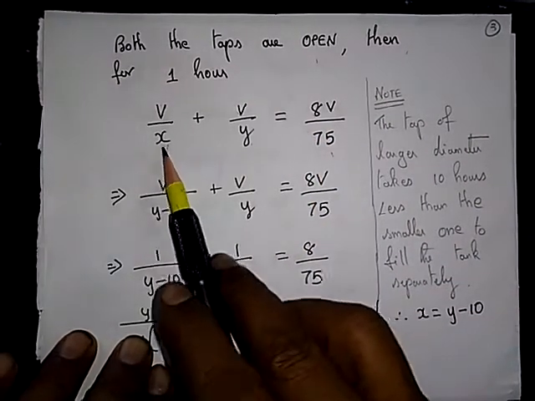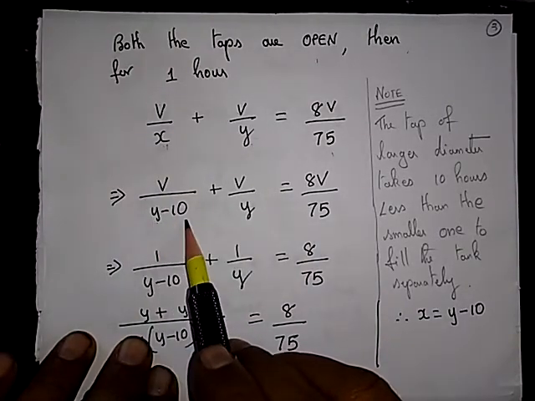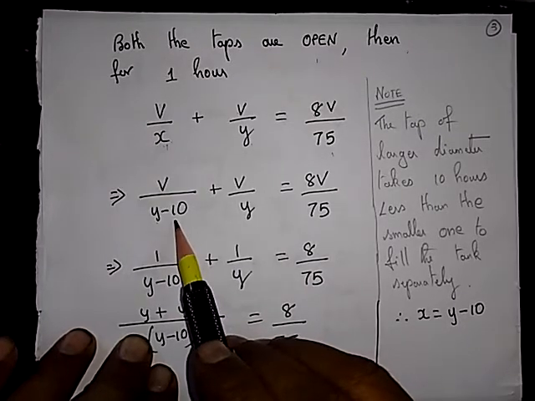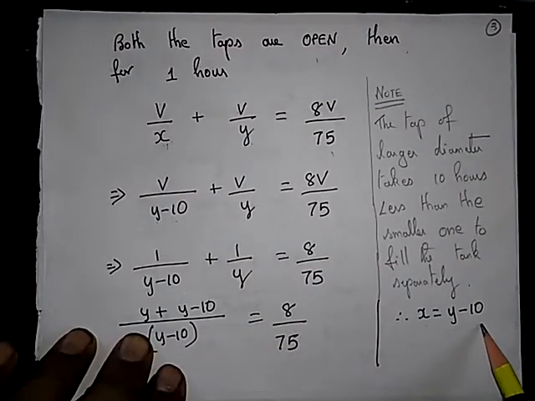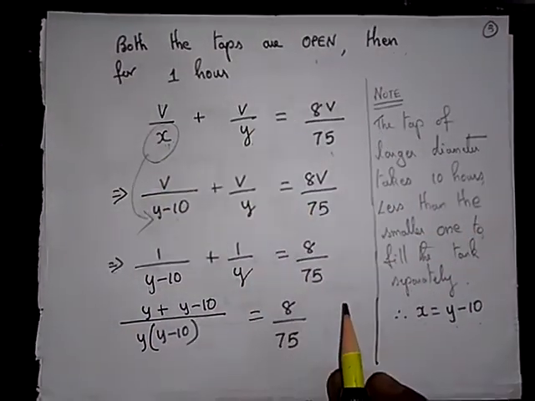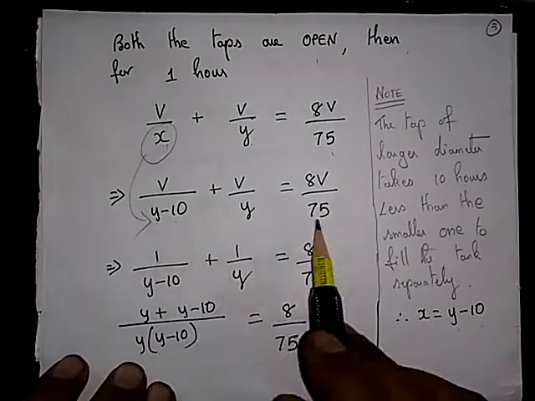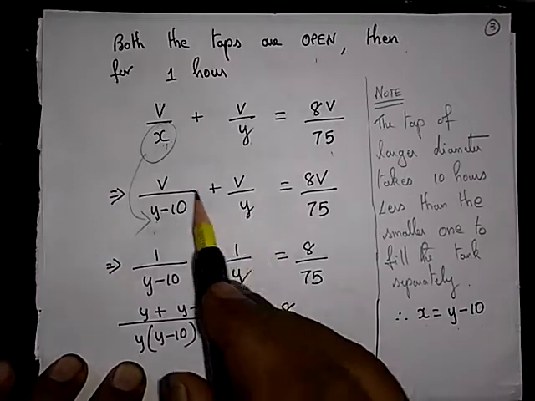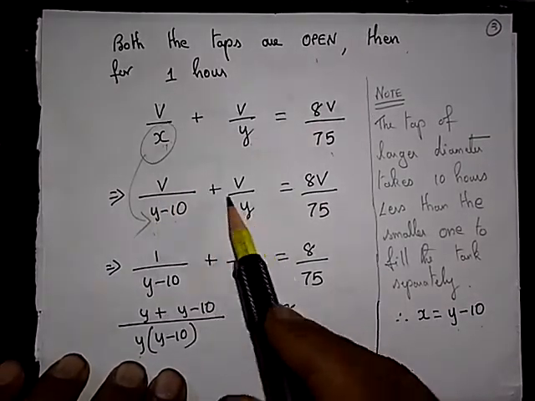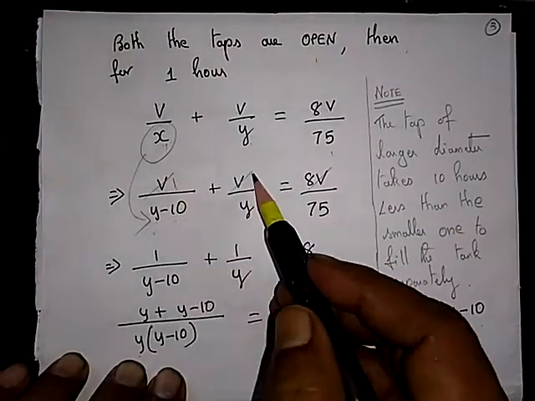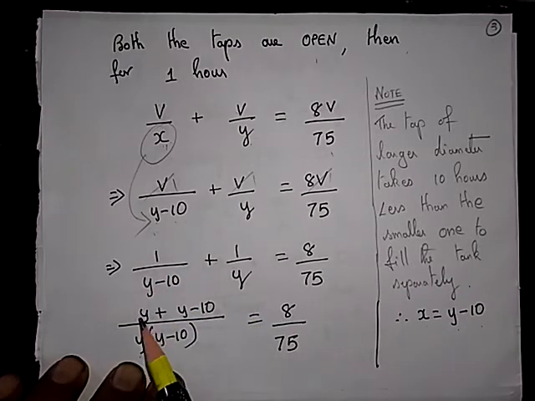Now we already know X is equal to Y minus 10, because this bigger tap will take 10 hours less. That's why X is equal to Y minus 10. So in the place of X, you can replace it by Y minus 10. So Y is substituted. Now you take the LCM, Y into Y minus 10. You cross multiply, V into Y. All the V gets cancelled, so here you will have 1. So Y into 1 is Y, Y minus 10 into 1 is Y minus 10.